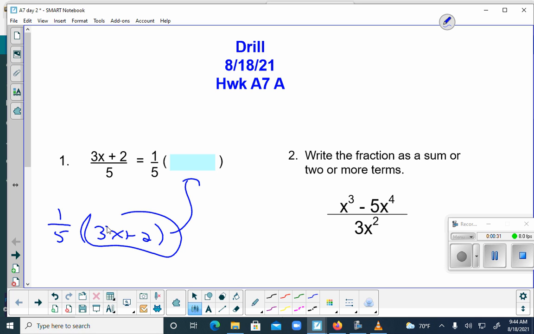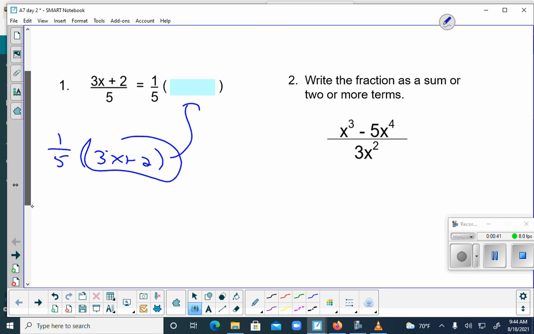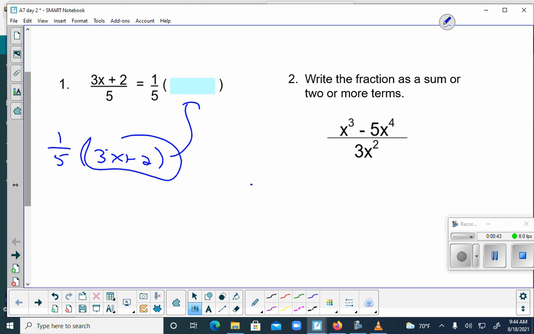Okay, the next one, I want to write the fraction as a sum of two or more terms. Xavier, what did you do? So, just split up x cubed over 3x squared minus x to the fourth over 3x. Okay. And what are you doing to simplify? First one, you get x squared, the x over 3. And then the second one, x squared.